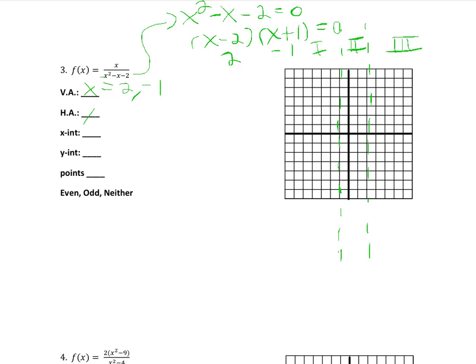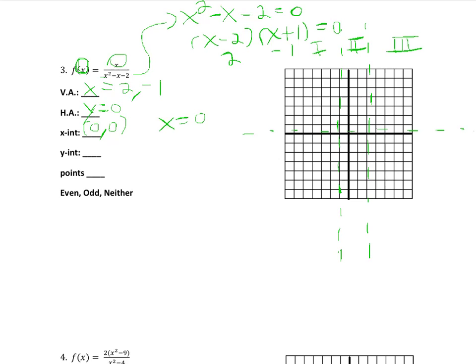Okay, HA, again, the bottom is bigger. So we get y equals 0. Okay, so y equals 0 again. Again, that's the x-axis right there. Okay, the x-intercept, remember I set y equal to 0, and I just care about the top. So if I make this f of x equal to 0, remember I only care about this top. So really it's like setting x equal to 0. So therefore your x-intercept is just the origin, (0, 0).